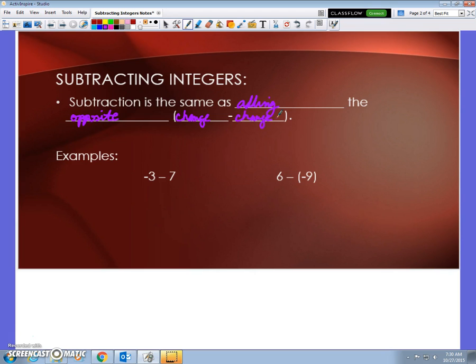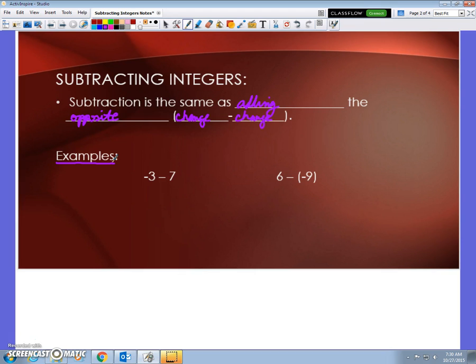Alright, so the thing about subtracting numbers is 2 wrongs actually do make a right in math. So 2 negatives actually do make a positive. And with these examples, it doesn't say to actually find what negative 3 minus 7 is. It just wants us to practice changing. I just want you to practice adding the opposite.